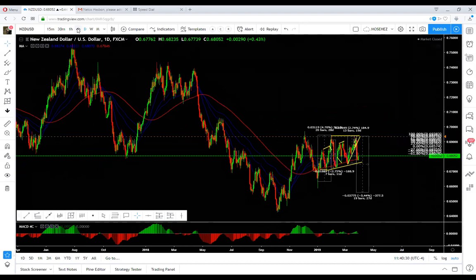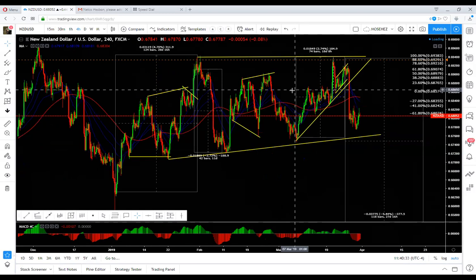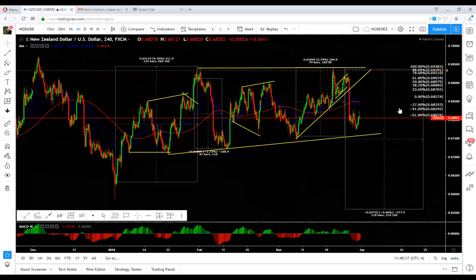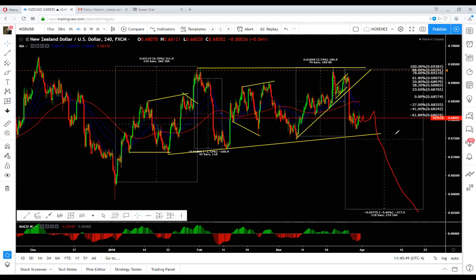Then we also have this trade. This is a very good trade. I made money here. So a correction is happening. Then I expect this move to continue happening. So this is a move for this coming week.